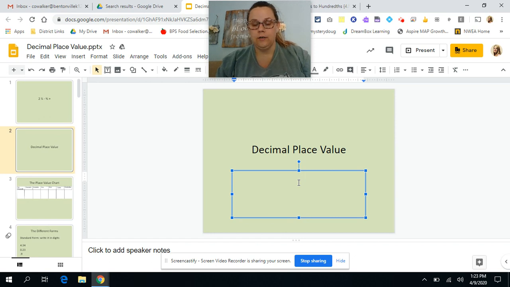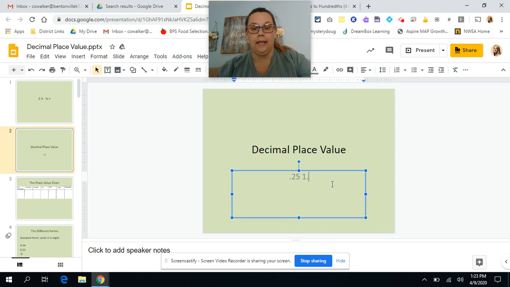So decimal place value. If I tell you that you have 25 cents, I want you to take a second and think about that. And you can pause the video if you need to. But if I tell you you have 25 cents, how would you write that? Most of you, you'll see it when I type, will write it like that. So point and then 25. So that means if I had $1.25, I would have $1 and, because that's what a decimal means, and 25 cents.